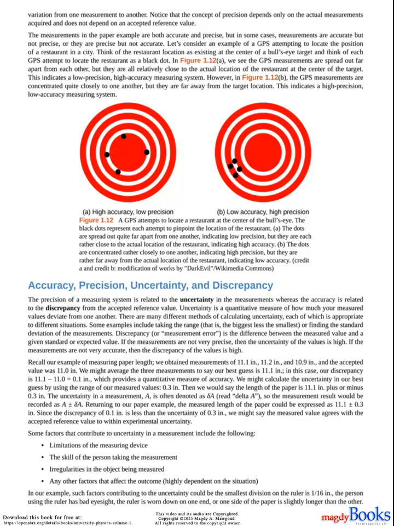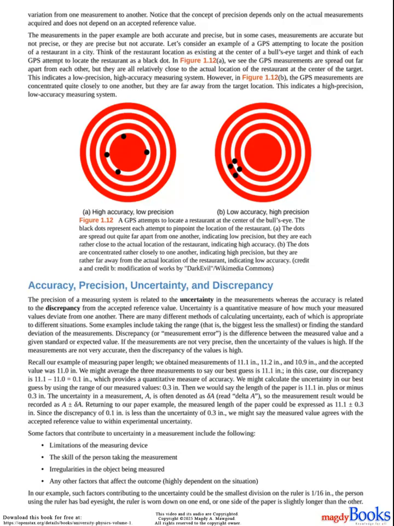If the measurements are not very precise, then the uncertainty of the values is high. If the measurements are not very accurate, then the discrepancy of the values is high. Recall our example of measuring paper length. We obtained measurements of 11.1 inch, 11.2 inch, and 10.9 inch, and the accepted value was 11.0 inch.